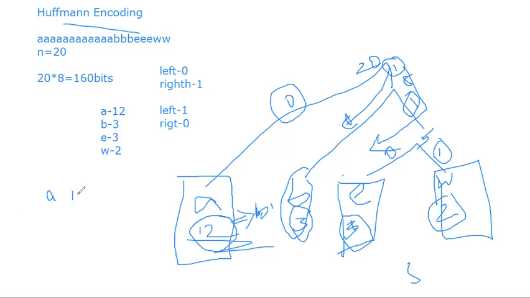A, which has frequency 12, has 1 bit, which is 0. B, which has frequency 3, has 2 bits, which are 1 and 0. Next is E, which has frequency 3, with 3 bits, 1, 1 and 0. W, which has frequency 2, has 3 bits, 1, 1 and 1.